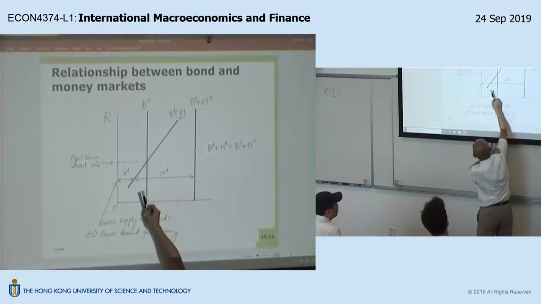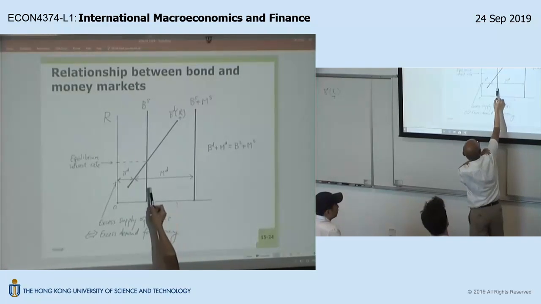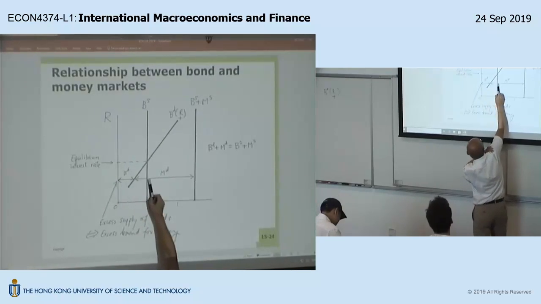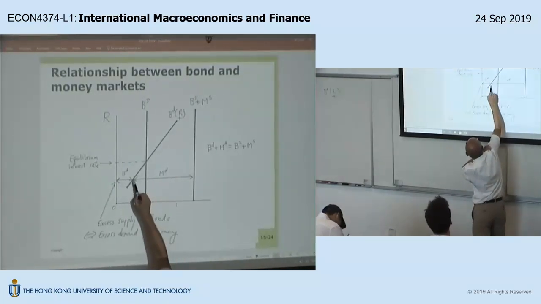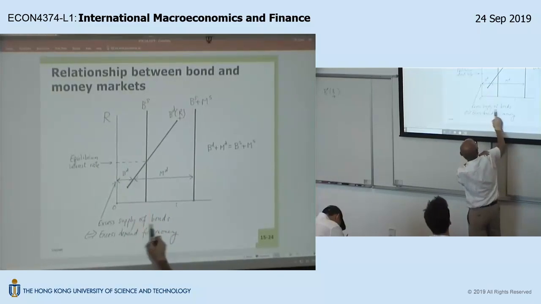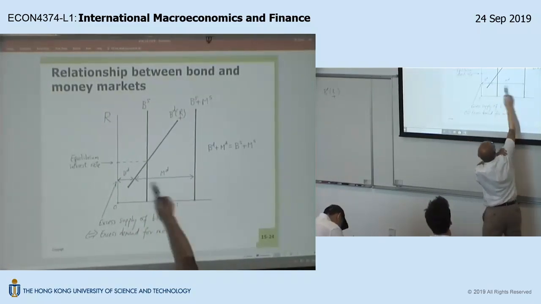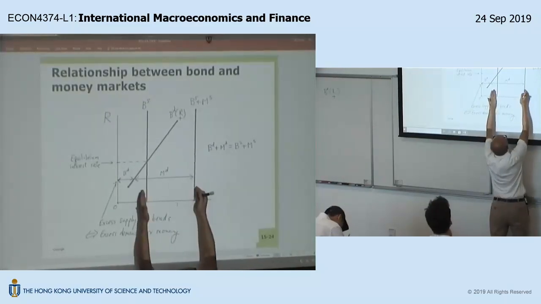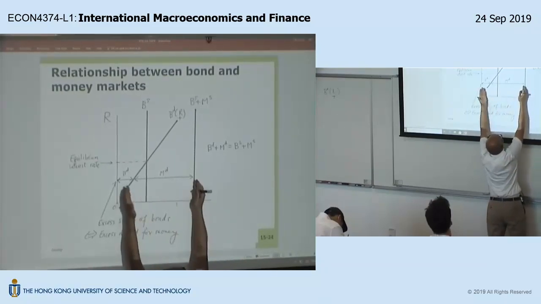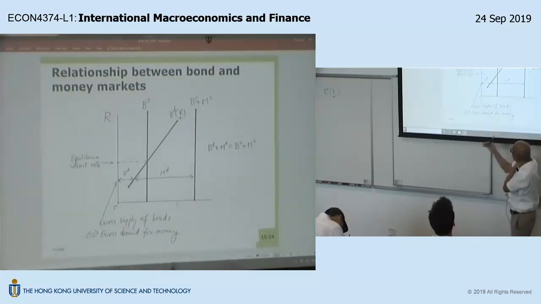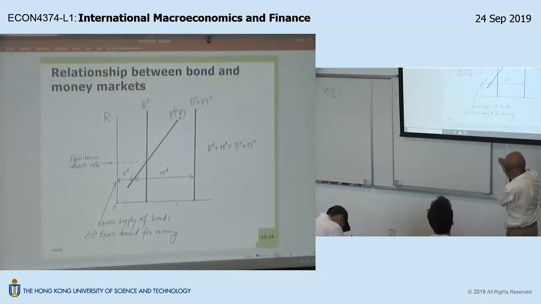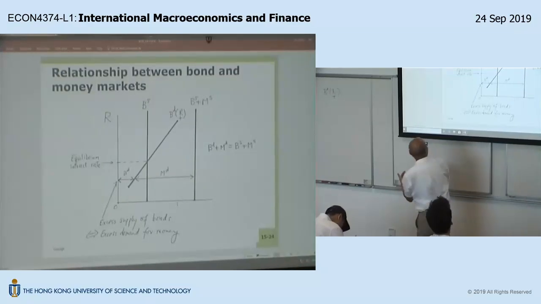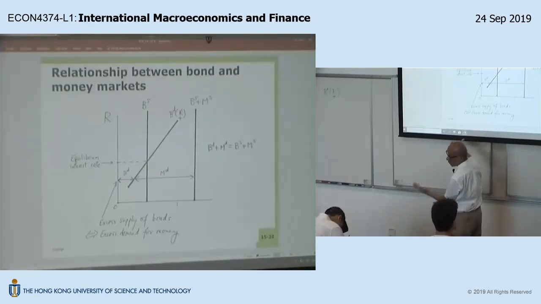Okay, meaning that there is actually excess supply of bonds. You see, at this interest rate, the bond supply is here, the bond demand is here. So there's excess supply of bonds, but at the same time, it also means there is excess demand for money. Because this is MS, remember, but MD is actually here. So there's excess demand for money. So I just try to illustrate that the excess supply of bonds is equivalent to excess demand for money.